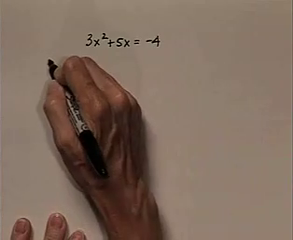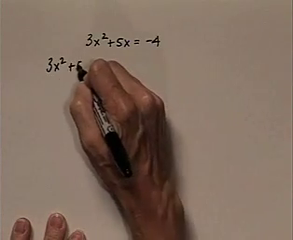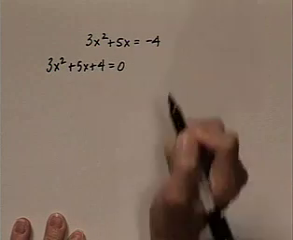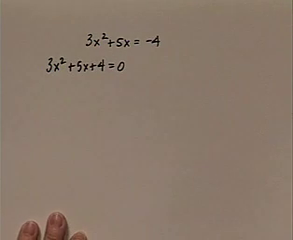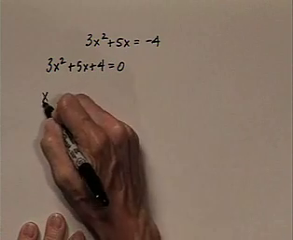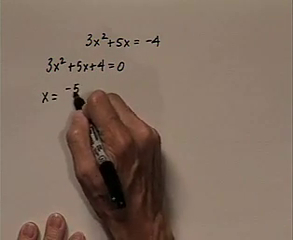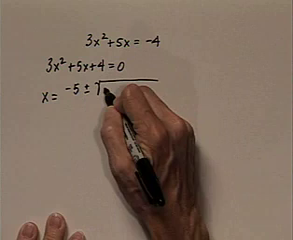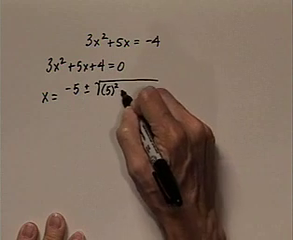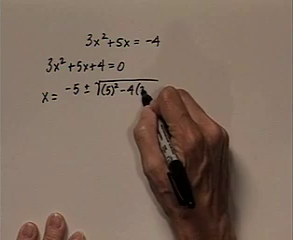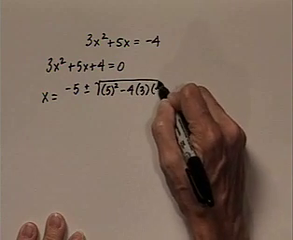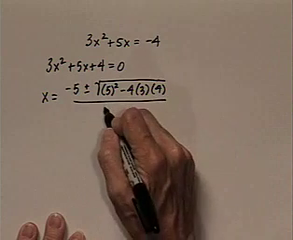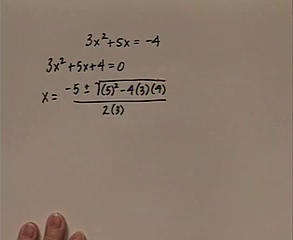Well, let's see how you did. As with the previous example, we need to set this equal to 0, so I'm going to add 4 to both sides. It'd be ideal if it factored, but it doesn't, so we go immediately to the quadratic formula. x equals negative b, which is 5, plus or minus the square root of b, which is 5, squared, minus 4 times a, which is 3, times c, which is 4, all divided by 2 times 3.